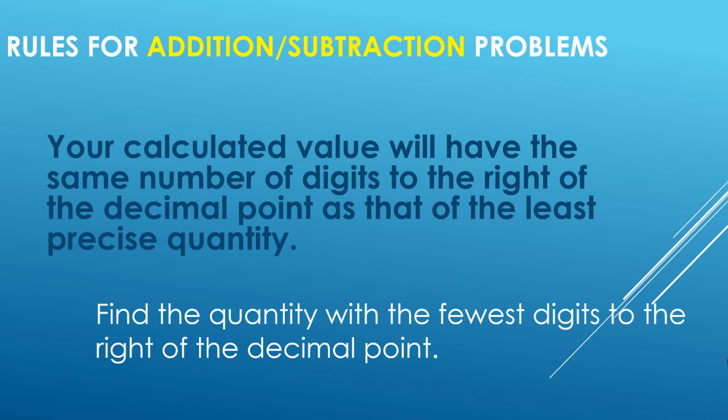So when you're adding or subtracting, your calculated value will have the same number of digits to the right of the decimal point as that of the least precise quantity. So you're looking for the fewest digits on the right of the decimal point.